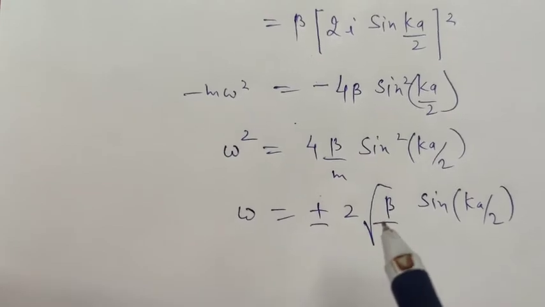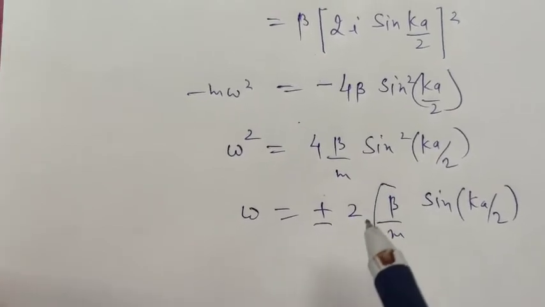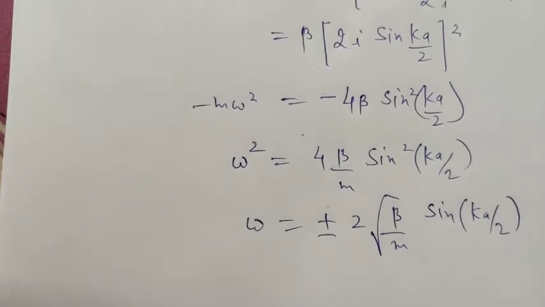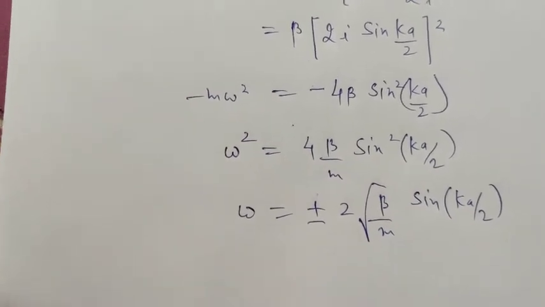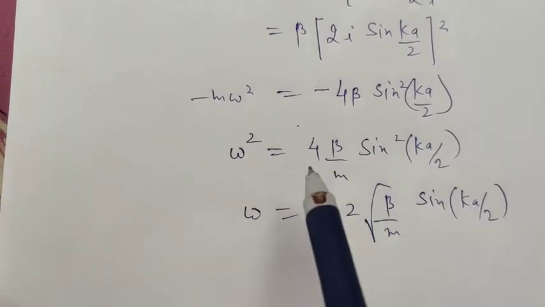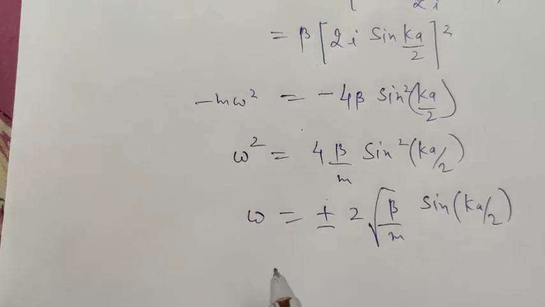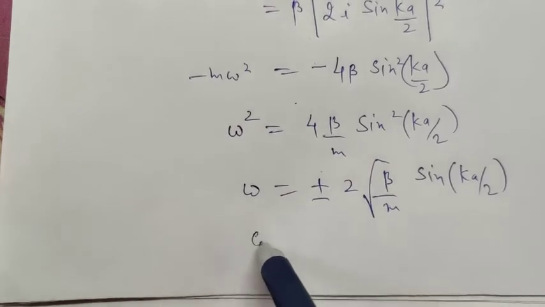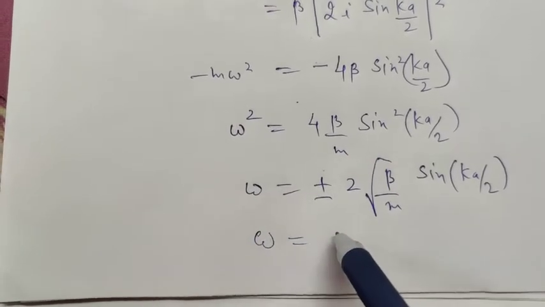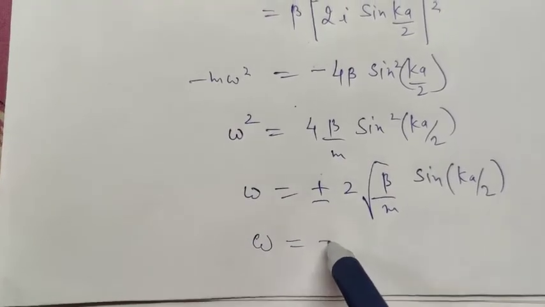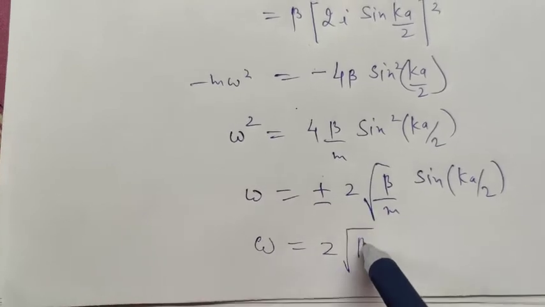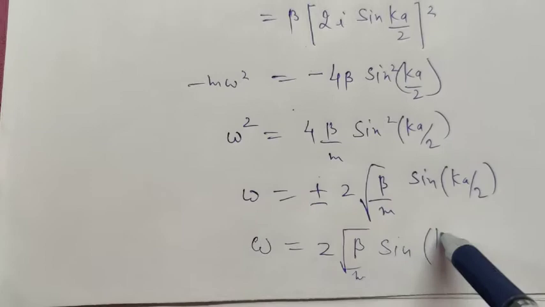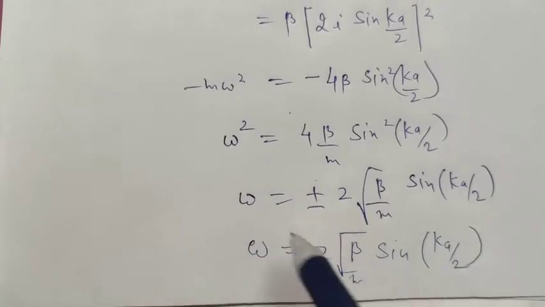So this will be plus minus 2 root beta upon m sine ka by 2. Since frequency must be positive in any case, we leave the negative sign. Therefore omega will be the positive term, and the negative term we omit. This will be 2 root beta upon m sine ka upon 2.